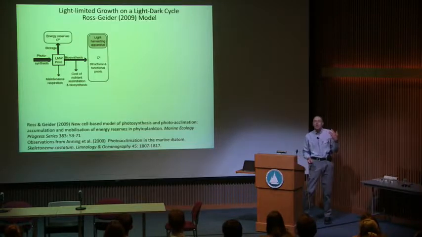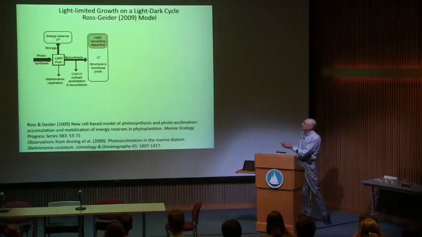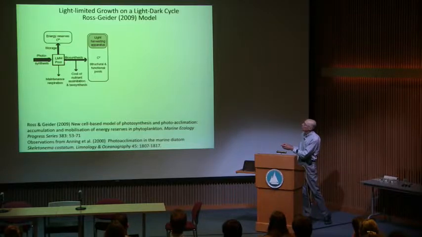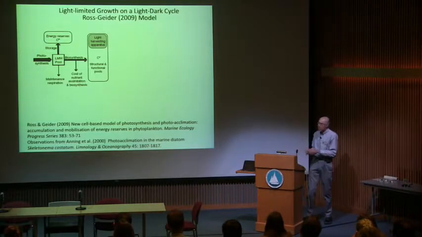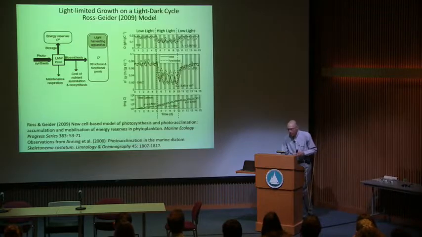So we now made this energy reserve pool explicit, separate from the rest of the biomass. This is just there as an indication that photosynthate goes through a low molecular weight pool to biosynthesis, or in high light to energy reserves. Then in low light, we can use those energy reserves to continue biosynthesis.